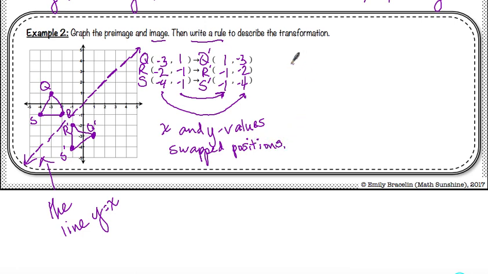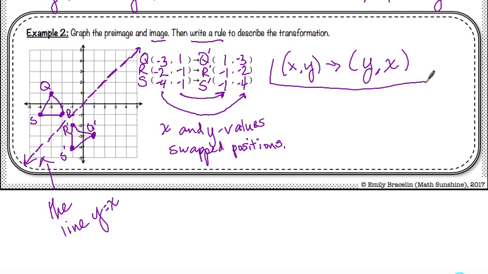Okay, so let's write the rule for that. Let's actually answer the question. How do I write that x became y and y became x? Instead of writing x, y, I have y comma x. That's how you can say that this was a reflection over the line y equals x.